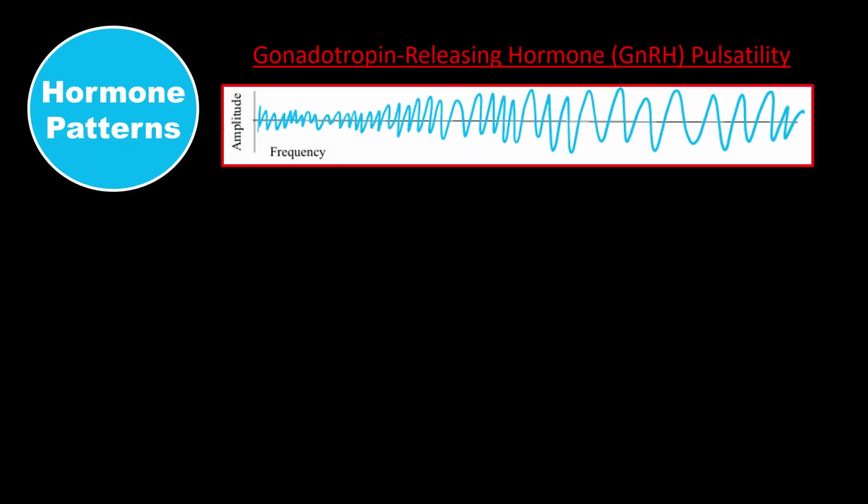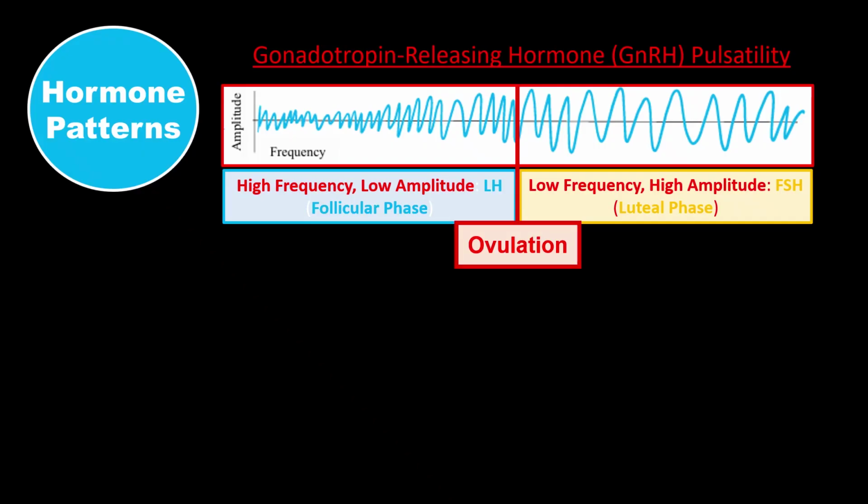So hormone patterns in the menstrual cycle. Touch on a little bit. There it is. There's the gonadotropin releasing hormone pulsatility that we were discussing before. This is a rough image of the amplitude and frequency over the course of the menstrual cycle. High frequency and low amplitude pulses of GnRH favor luteinizing hormone. This is generally what you see in the follicular phase.